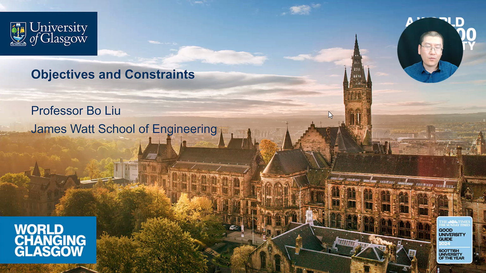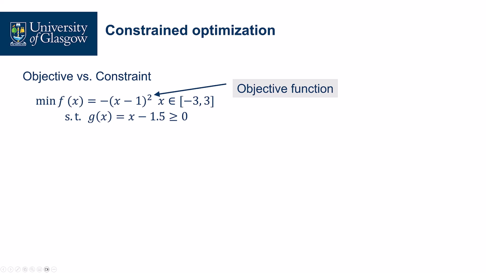In this session, we will talk about a new concept, constraints, and its relation to objectives. So here is our optimization function, right? We have a minimize, there's an f(x). I want to find the minimum value of this with x within this search range from -3 to +3.